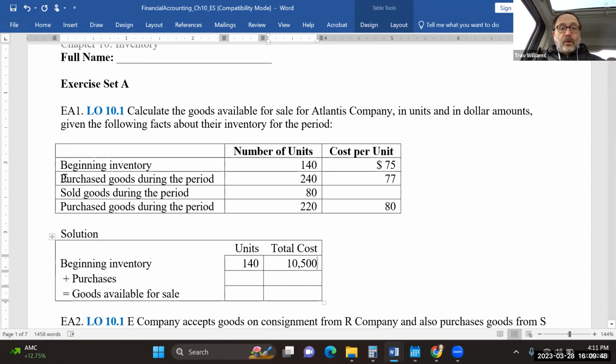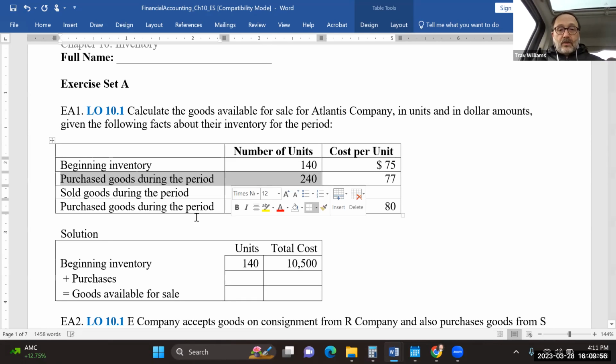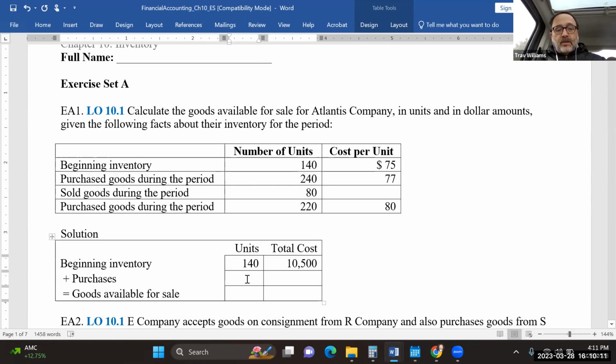Then for our purchases, well, we have 2 purchases, and they were at different costs because, again, inflation. So we have to total up those costs for each purchase separately and then combine them. We can easily combine the number of units. It was 240 plus another 220, right? So that's a total of 460 units between the two purchases.